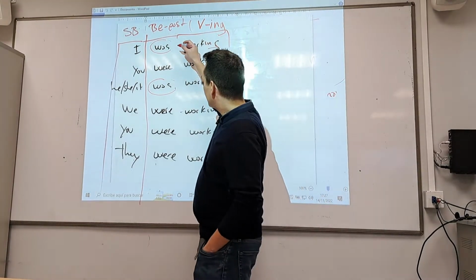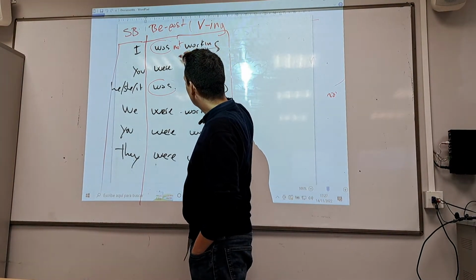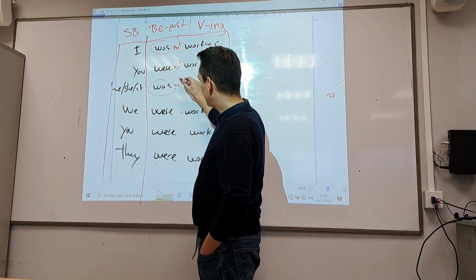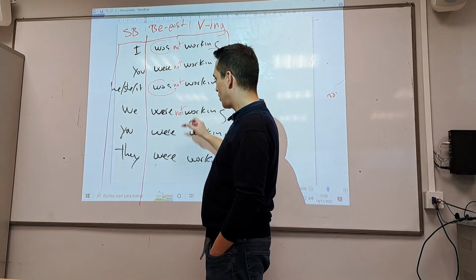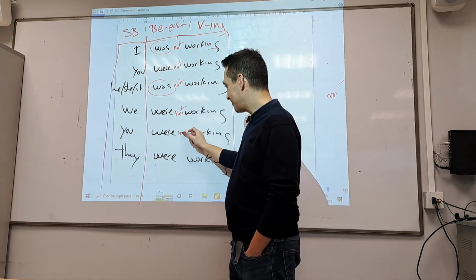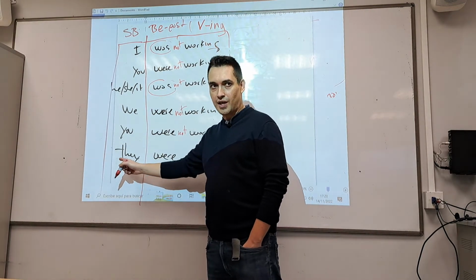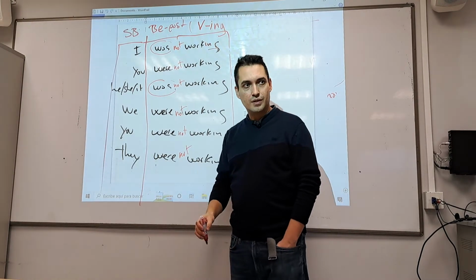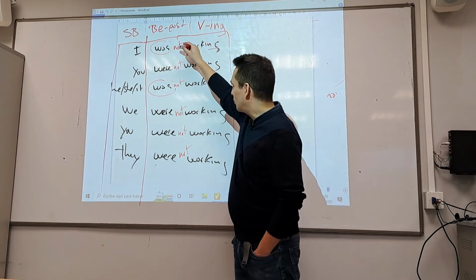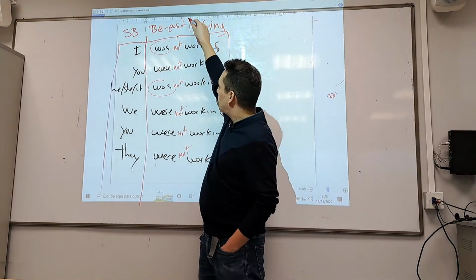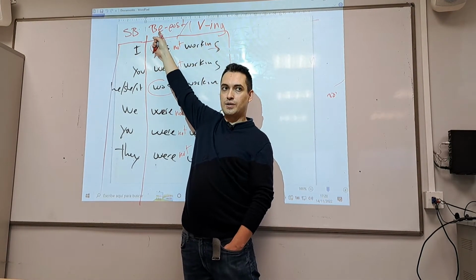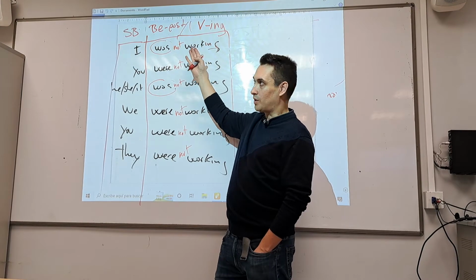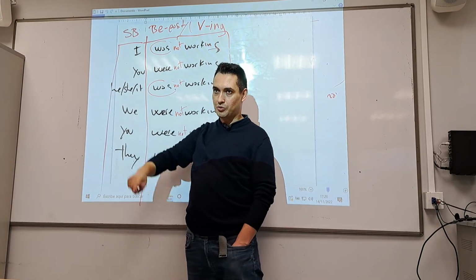Okay, so I was not working. You were not working. She was not working. They were not working. Ellos no estaban trabajando. ¿He necesitado auxiliar? No. Solo not. ¿Por qué? Porque el verbo to be ya está funcionando como auxiliar. What is the main verb? ¿Cuál es el verbo principal aquí? Work. Por lo tanto, el verbo to be está actuando como auxiliar.